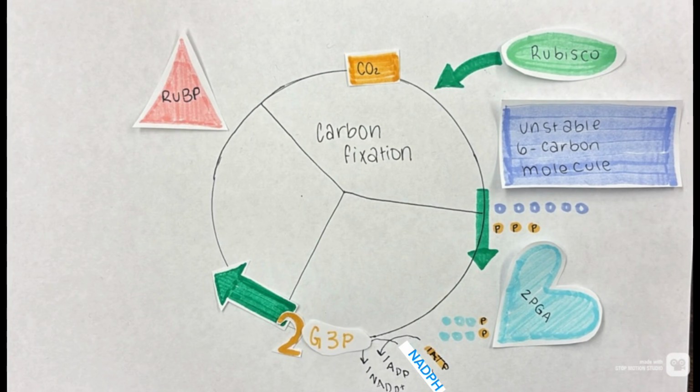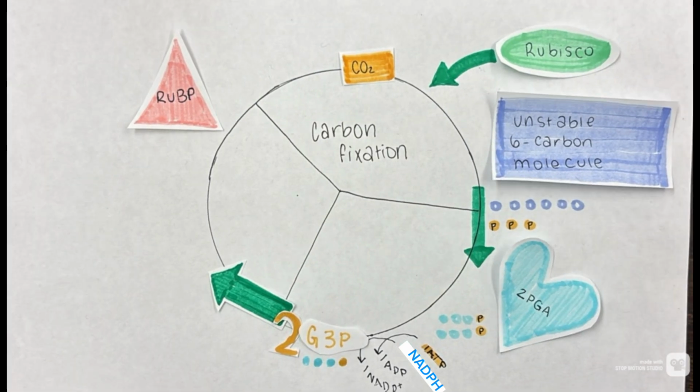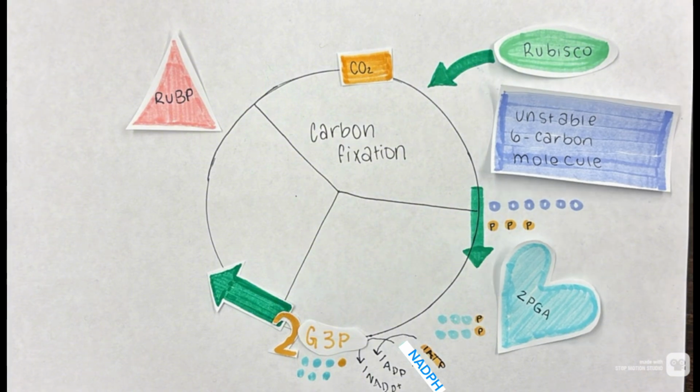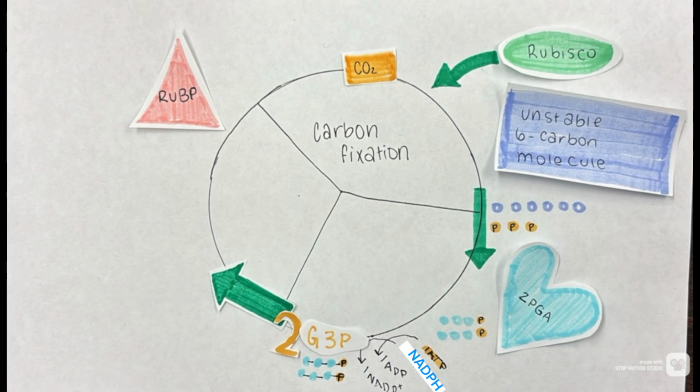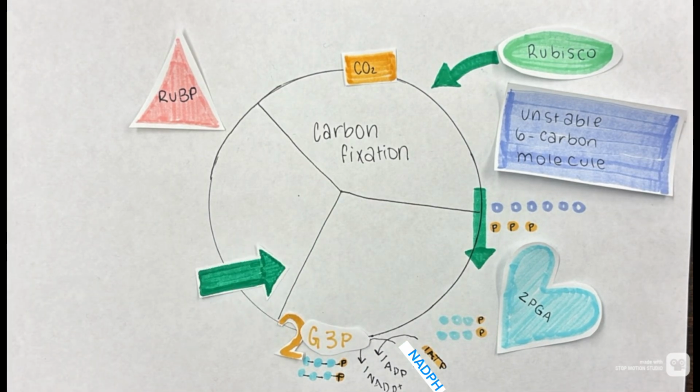For every 3 CO2 molecules that enter the cycle, 6 G3P molecules are produced. However, only 1 G3P leaves the cycle to help form sugars. The other 5 stay behind to keep the cycle running.